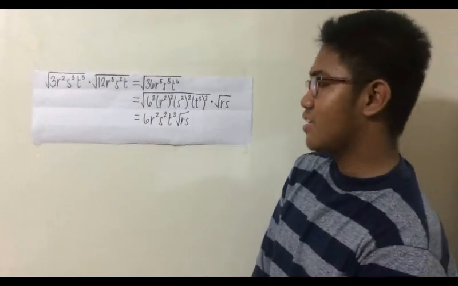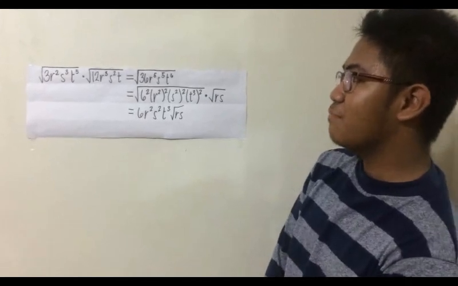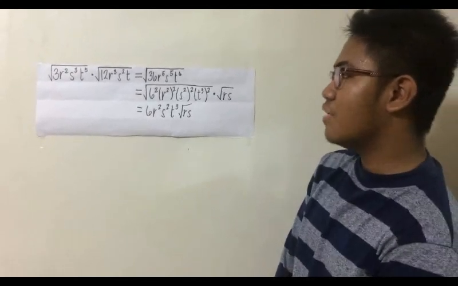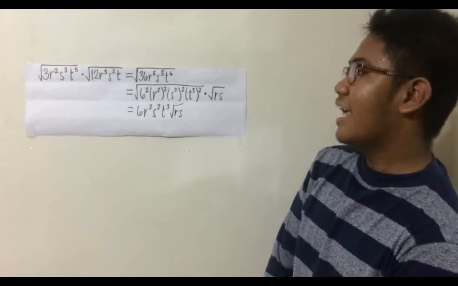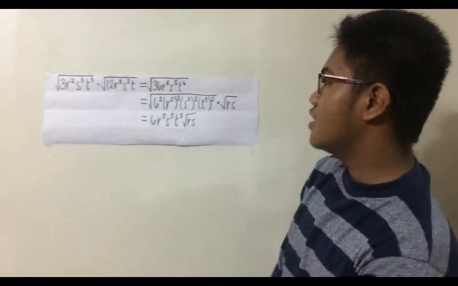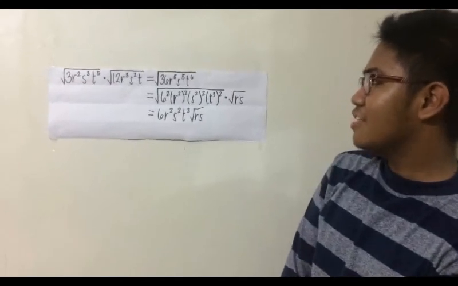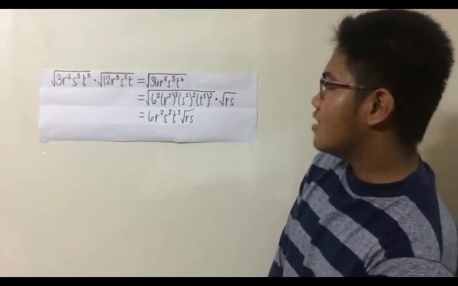So we have the given here: the square root of 3r squared s cubed t raised to the 5th power times the square root of 12r cubed s squared t. So the resulting product is the square root of 36 r raised to the 5th power, s raised to the 5th power, and t raised to the 6th power.